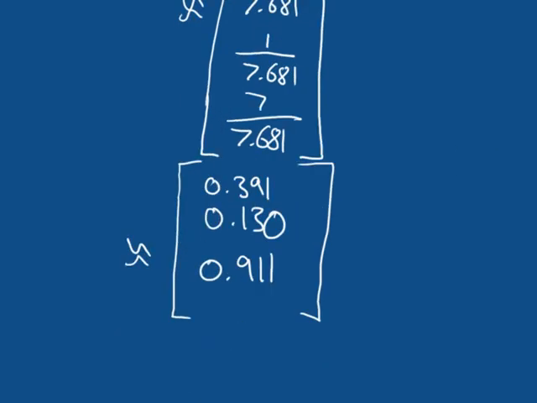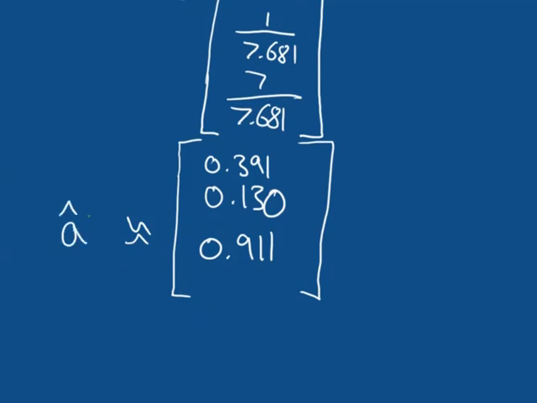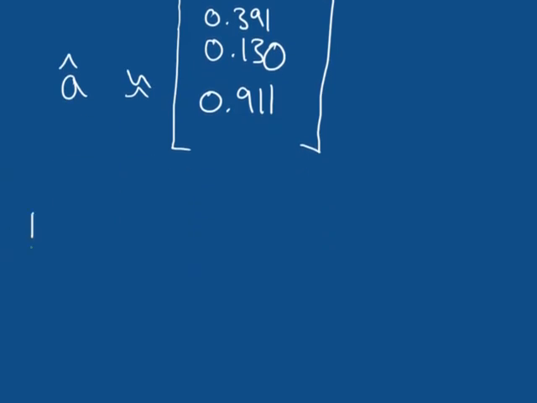Fantastic. So this is a hat. This is our unit vector in the direction of A. And what this means is that this vector should have a length of 1. So let's check that. We know the magnitude of A hat should be equal to a length of 1.